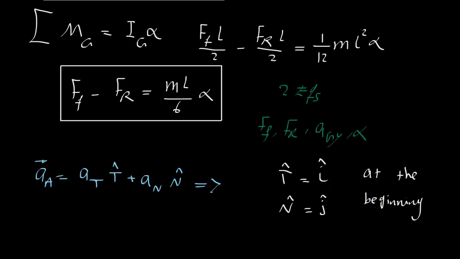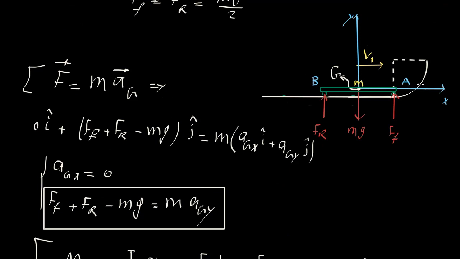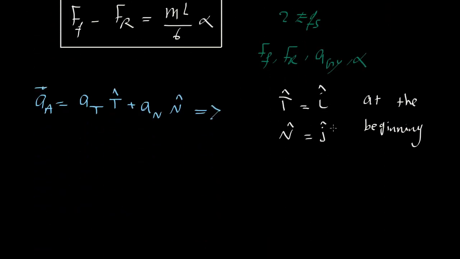Once the skateboard is in the middle of the curved path, you can see that t would again be in the tangent direction, so it's going to have an angle with the x or y direction, and n is also going to have an angle with the x and y direction. So these equations that we wrote down here are just true at the beginning. If that's true, I can say that a_A is equal to a_t in the i direction plus a_n in the j direction. So this is the tangential acceleration and this is the normal acceleration.